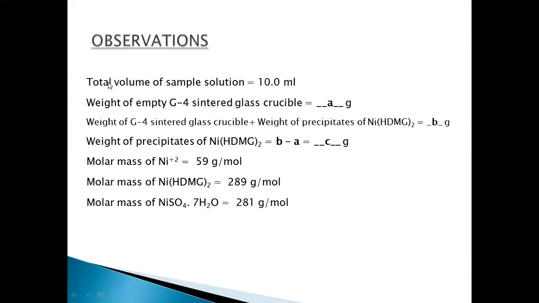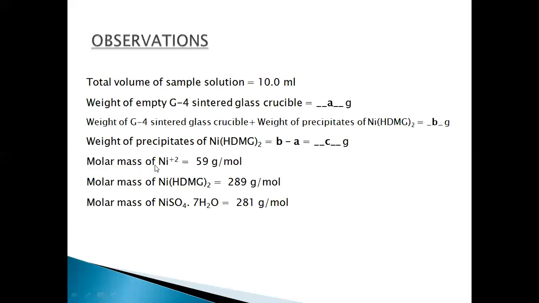Observations. First of all, we will report the total volume of sample solution and it is equal to 10.0 ml. Then the weight of empty G4 sintered glass crucible, suppose it is equal to A gram. Weight of G4 sintered glass crucible plus weight of precipitates of nickel DMG complex is equal to B gram. Weight of precipitates of nickel DMG complex can be calculated by using this relationship, B minus A, and suppose it is equal to C gram.